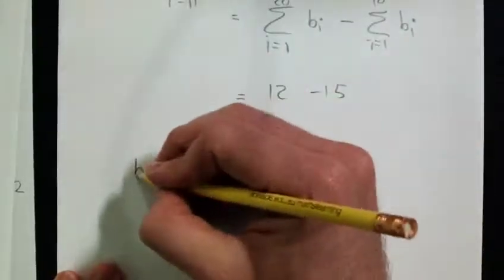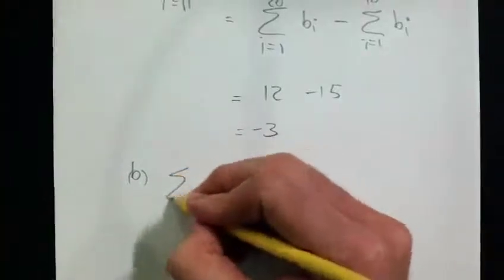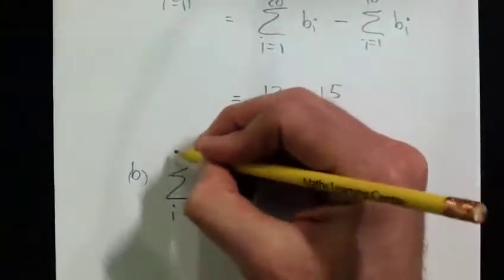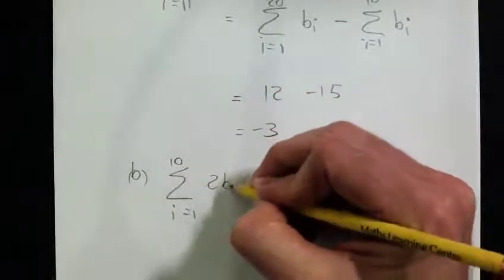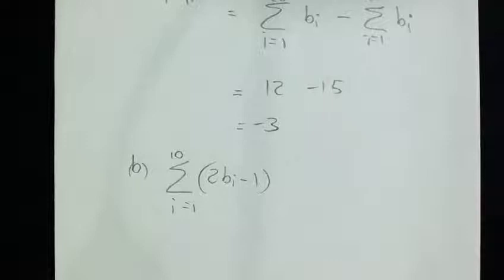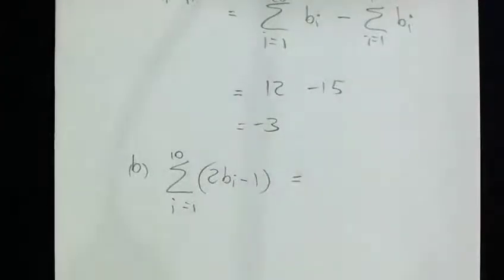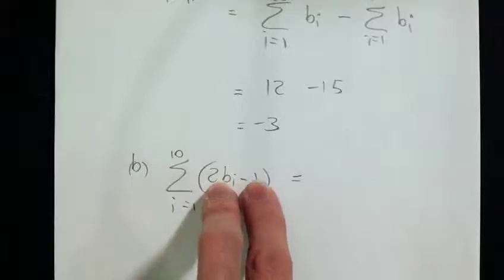Part B said the sum of 2b_i minus 1. All right, let's see. Well, according to my rules of doing sum notation, I can bring my sum in and do each part of this separately.